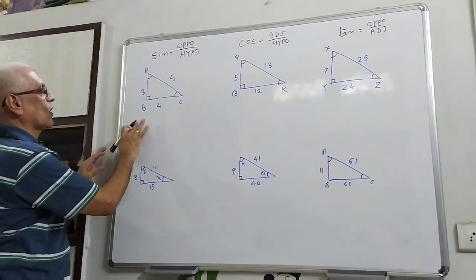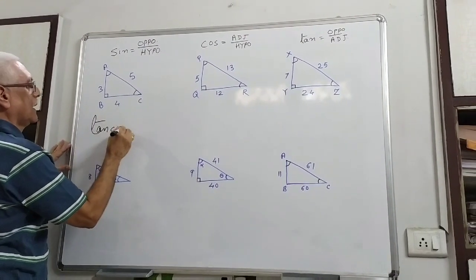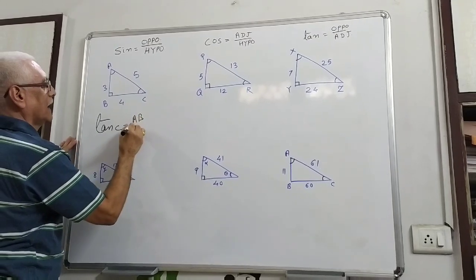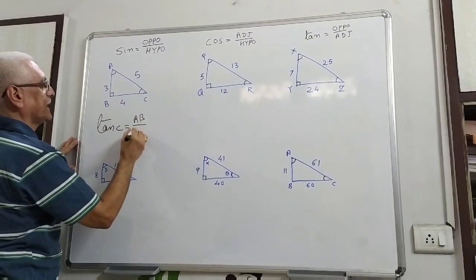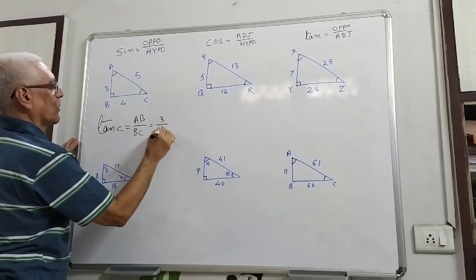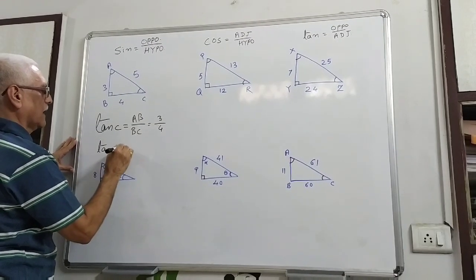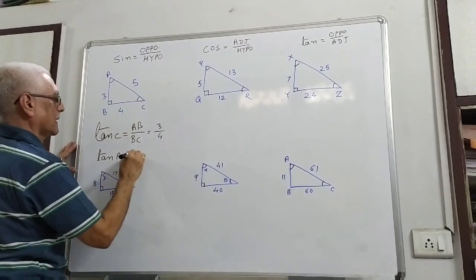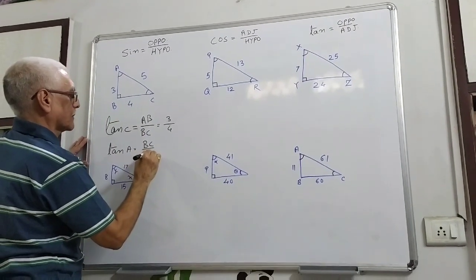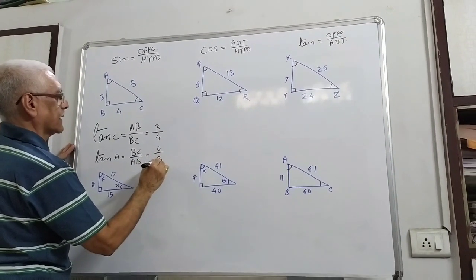So here, if we want tan of C, tan C is equal to the opposite side, which is AB, upon the adjacent side, which is BC. So AB is equal to 3 and BC is equal to 4. If we consider tan of A, then opposite to A is BC and the adjacent side is AB. So BC is equal to 4 and AB is 3.